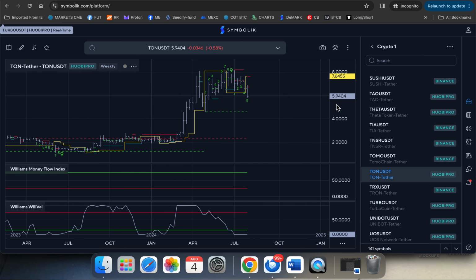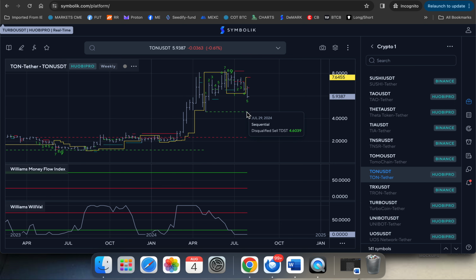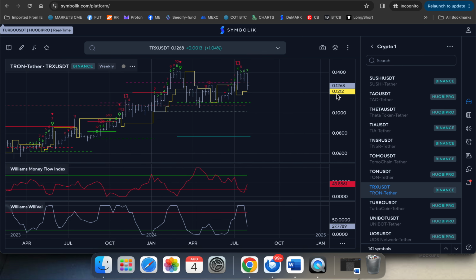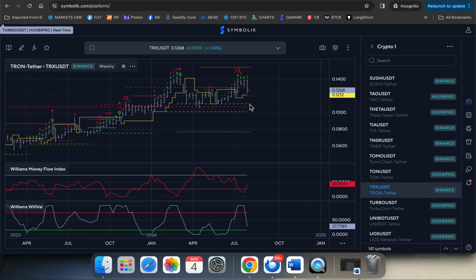I like Ton, T-O-N, probably bid it 4.60. TRX, I like it. It's actually on a plus 7, which is pretty strong. You might get it at 12. Definitely 11, 10, and another 10 cents. 10 cents probably a decent. Maybe 10.5, 10.7 cents.